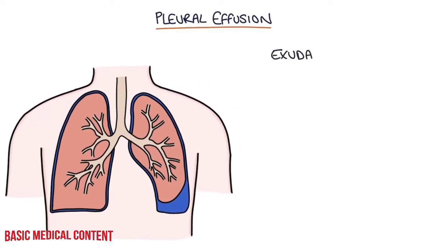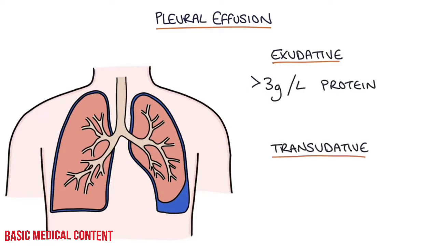This can be either exudative, meaning there's a high protein count of above 3 grams per litre of protein, or transudative, meaning there's a relatively lower protein count of less than 3 grams per litre. Whether it's exudative or transudative helps you to determine what the cause of the pleural effusion is.